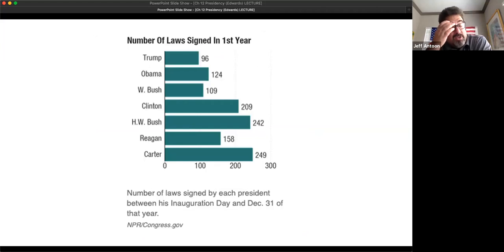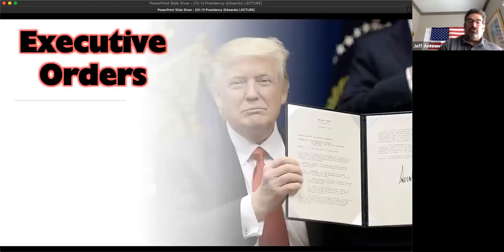First, the number of laws signed in their first year of office. Notice the numbers are dwindling. The most here was Jimmy Carter, a one-term president. H.W. Bush, a one-term president. Clinton, two terms, W. Bush, two terms, Obama, two terms, and Trump's only been in one term. But this is the first year of office. You're just seeing the numbers. I just want to try to show you that.